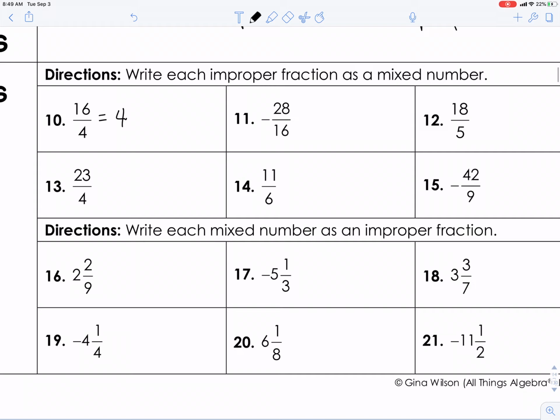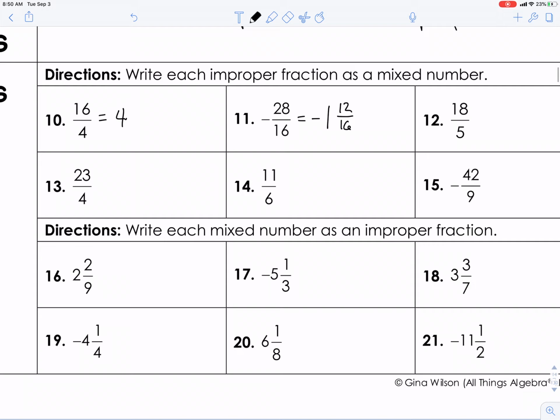Let's look at number 11. I need to figure out how many times 16 goes into 28. Well, we got to remember there's that negative out there. That negative comes first. 16 goes into 28, I know, only 1 time. And if I take 16 out of 28, that leaves me 12/16. Okay, but I can reduce that.